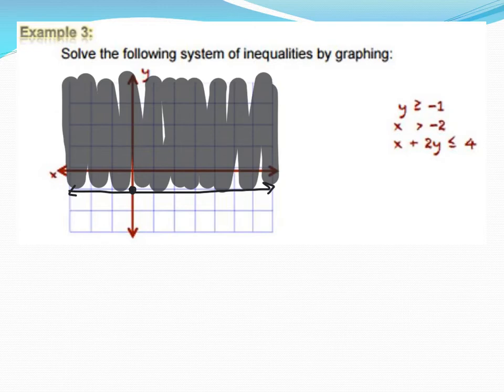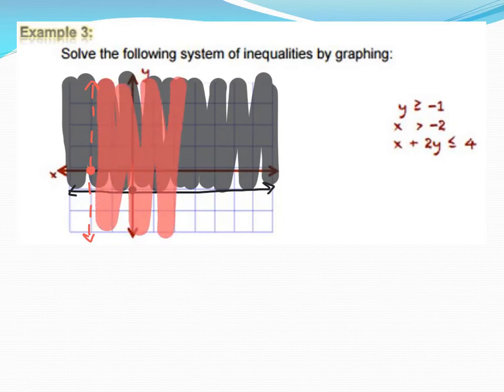Next one, let's do this in red. I have x is greater than -2. -2 is right here for my x. Then I want to look at my line. This is not a horizontal line, but a vertical line at x equals -2. But since it's just greater than, not equal to, it's going to be a dashed line at x equals -2. Greater than means anything to the right of this line, so I'm going to shade there. Now you can already see the region where both of these overlap.